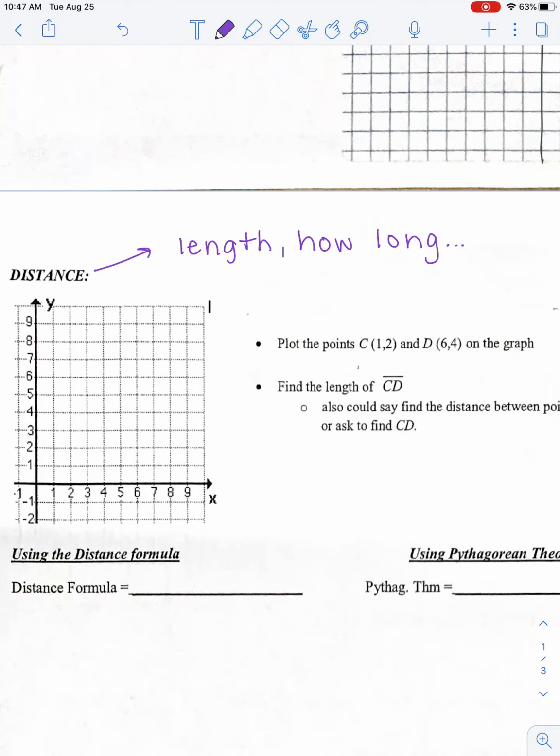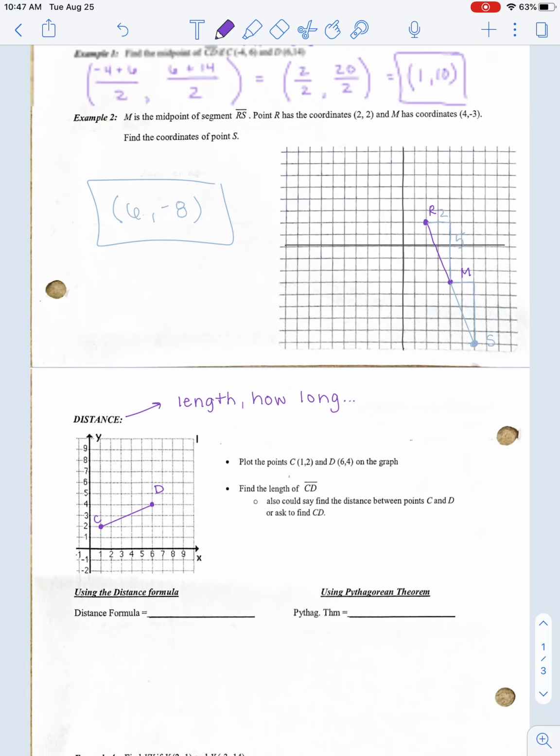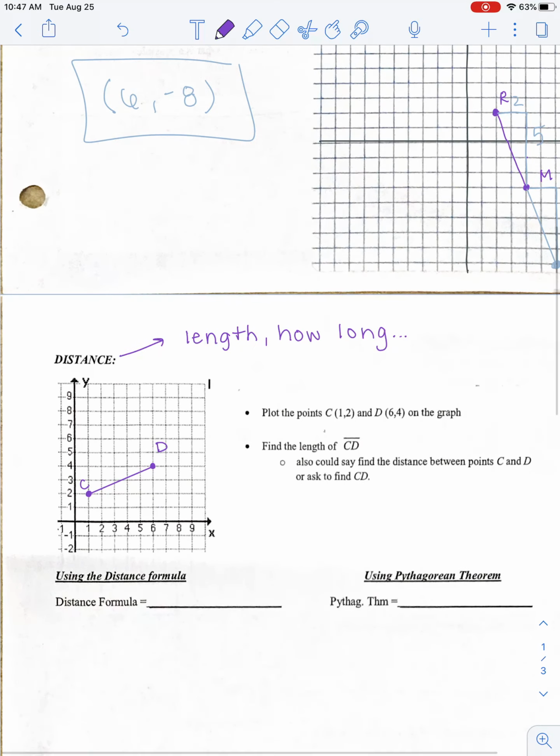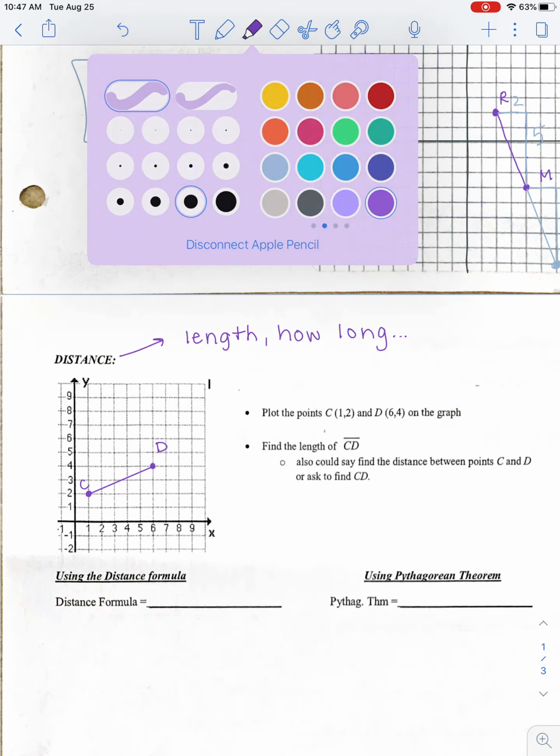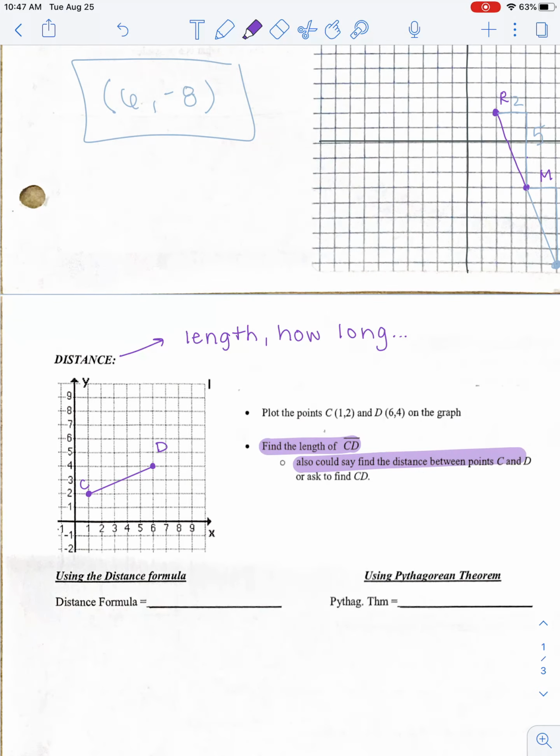We're gonna plot the points. C is at 1, 2. And D is at 6, 4. Like always, I'm going to connect my points. It says find the length of CD. You can also find the distance between point C, D, or ask to find CD. There's tons of different ways we could say to find the length, so make sure you know all those vocab words.